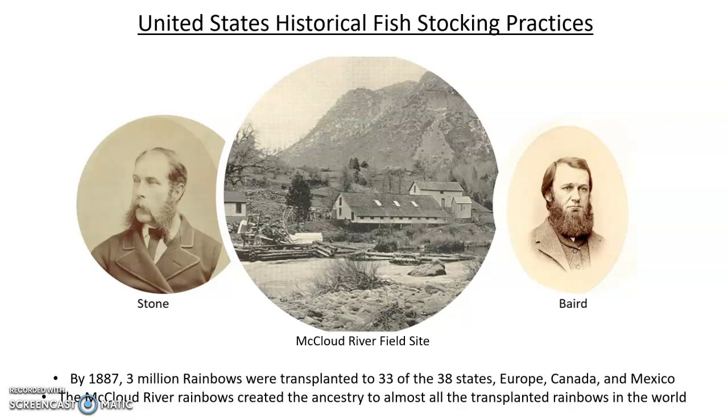Spencer Baird and Livingston Stone, seen here, began breeding rainbow trout, which were ideal because of their ability to withstand a variety of conditions. By 1887, they had transplanted 3 million rainbows to 33 of the 38 states, as well as Europe, Canada, and Mexico. Their hatchery on the McCloud River in California created the ancestry to almost all of the transplanted rainbows worldwide today.